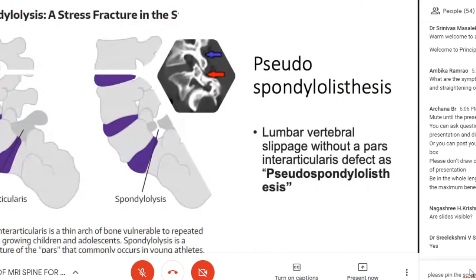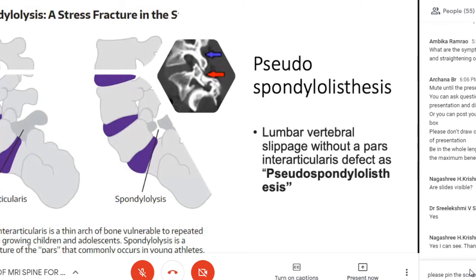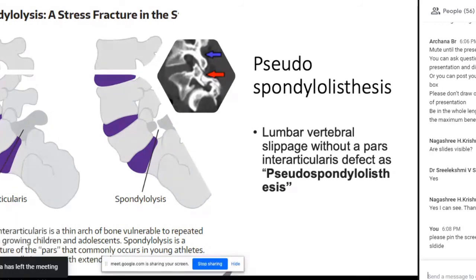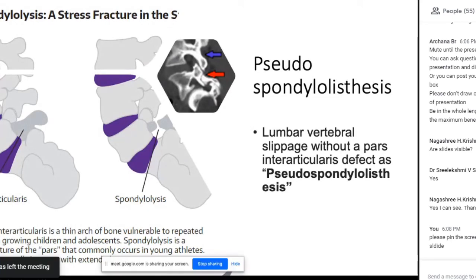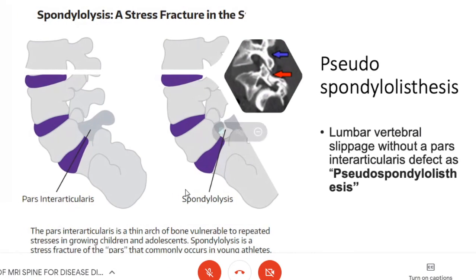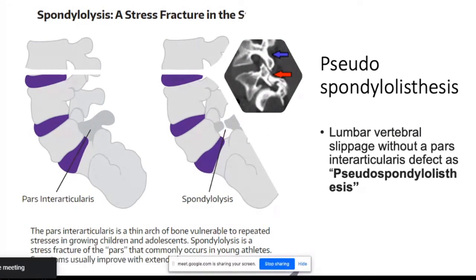Okay, let's come to the word we have discussed, that is pseudo-spondylolisthesis. See, when we are looking into L4, L5 and S1 at that level, there are two structures we have to remember. That is the pars interarticularis. This is a thin arch of bone present at the level of L5, and it is more prone to injuries. It's the most vulnerable part, and it occurs even in children and also in adults.